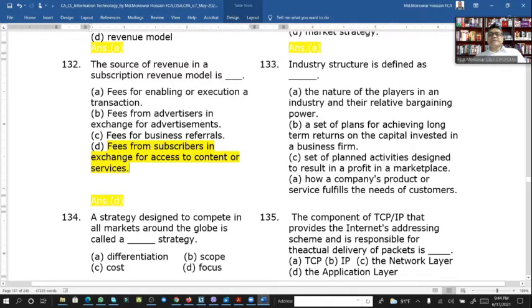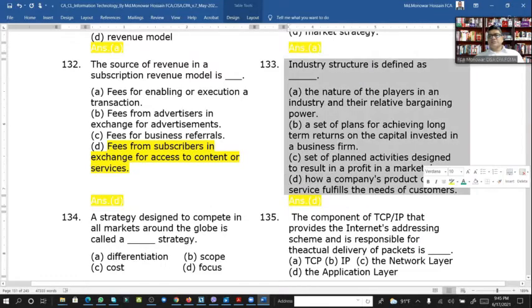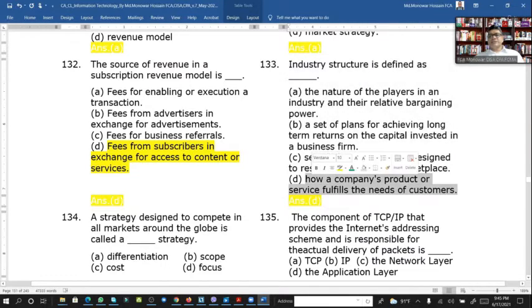Industry structure is defined as, what would be the answer? Due to time shortage, it would be D. The nature of the players of an industry and their relation to bargaining power. No, the answer would be D, because this one is the answer. So these are all interrelated with the customer. Industry structure is defined as how a company's product or service fulfills the needs of customers.